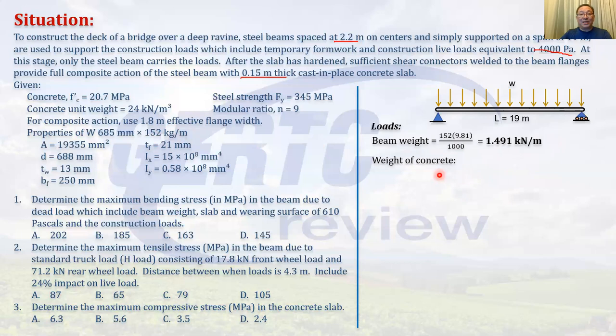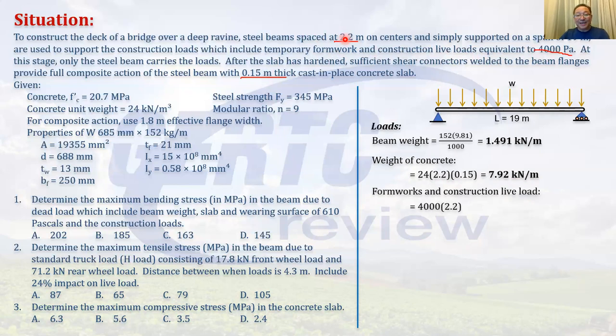Next, the weight of concrete. Let's make it kilonewtons per meter. That will be the unit weight times the cross-sectional area. The unit weight is 24. The cross-sectional area is the spacing of the beams, 2.2 meters, times the slab thickness, 0.15. That gives 7.92. Other than that, given here are the formworks and construction live load, which is 4,000 pascals. How will you convert it into kilonewtons per linear meter? You multiply that by the spacing of 2.2. So 4,000 times 2.2 is 8,800 newtons per meter, or 8.8 kilonewtons per meter.